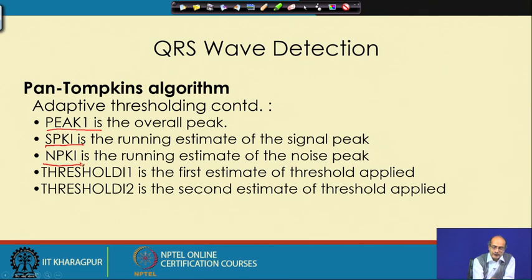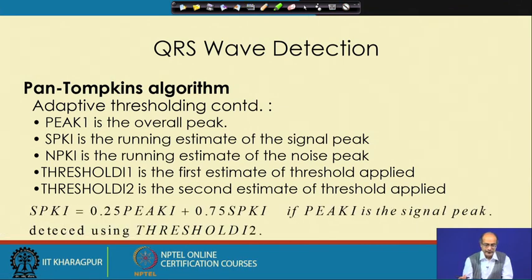Using these two running estimates of the signal and the noise peak, threshold 1, that is the first estimate of the threshold, is calculated. Half of the value of the first threshold gives a lower threshold, which we call the second threshold, or threshold 2. So, with that we proceed, and here one more thing.